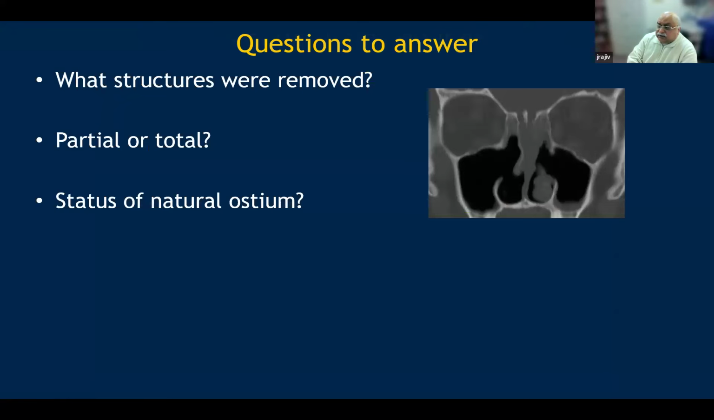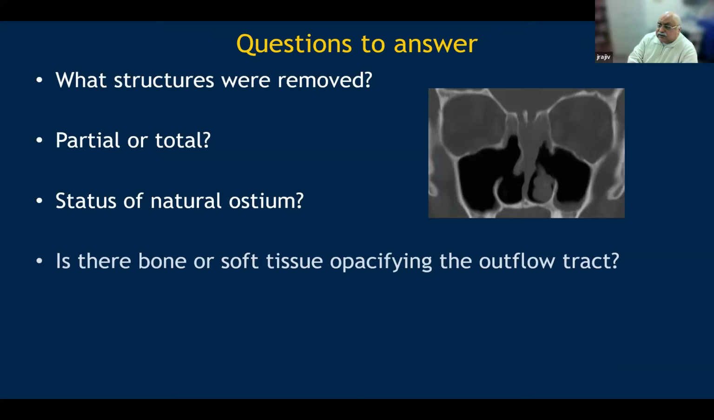So it's always better to know the anatomy, so know what structures were removed, whether it was partial or total, and what is the nature of the patent ostia that you have created. Here you can see for yourself that the inferior turbinate has been removed. The middle turbinate has been removed on the left side, and you have removed uncinate processes on this side completely, but there is some degree of uncinate process which is left here because I think it is closely attached to the medial wall of the orbit.